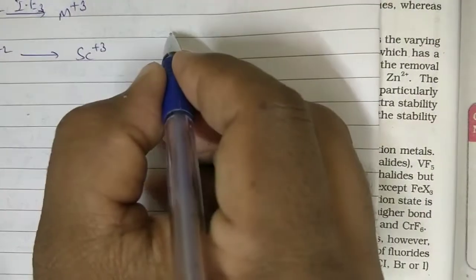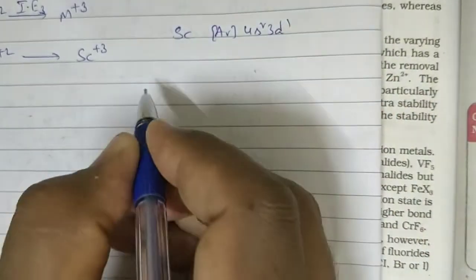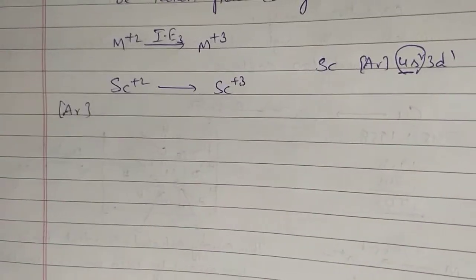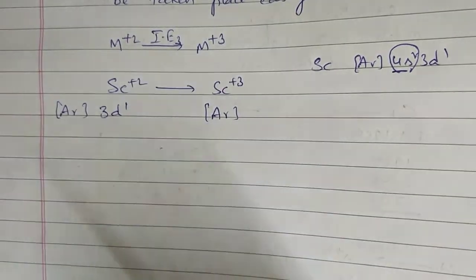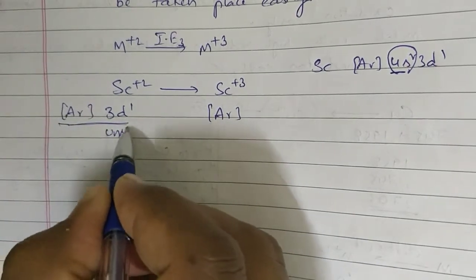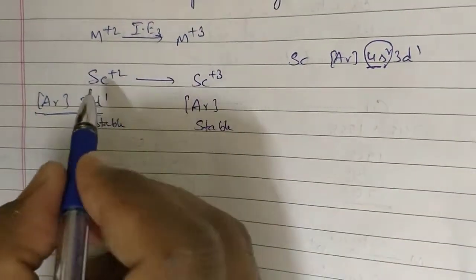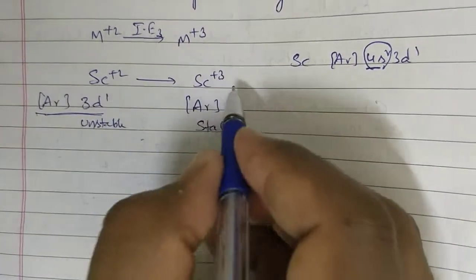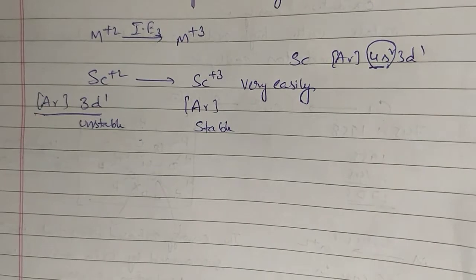Normally scandium is argon 4s2 3d1, right? Sc+2 means 2 electrons are lost from 4s. Then argon 3d1. Sc+2 configuration is argon 3d1. Sc+3 configuration is argon. Conversion of 3d1, this is unstable. This is highly stable. Conversion of this Sc+2 to Sc+3 will take place very easily.